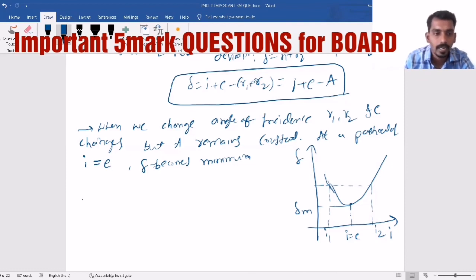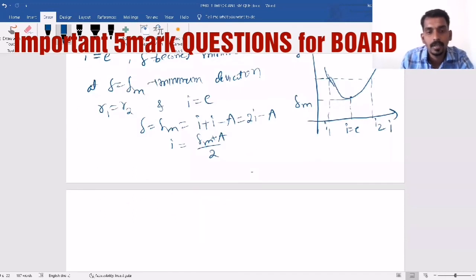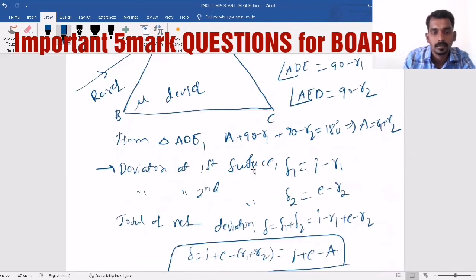So for minimum deviation, delta equals delta M, the condition is R1 equals R2 and I equals E. Then delta equals delta M equals I plus I minus A, that is 2I minus A, so that I equals (delta M plus A) by 2. This is the angle of incidence when minimum deviation is considered.